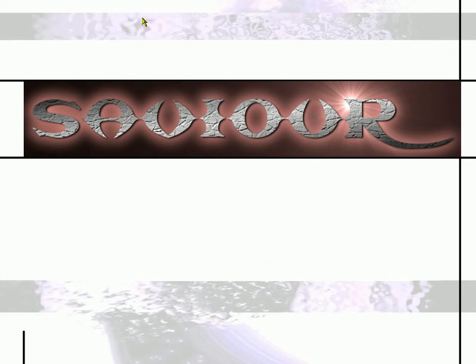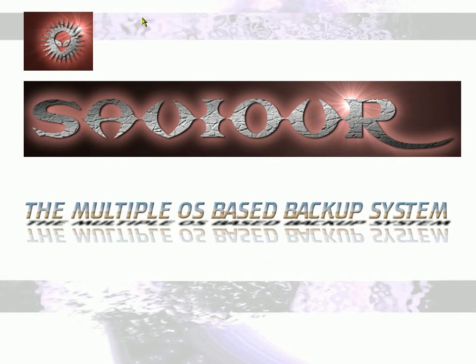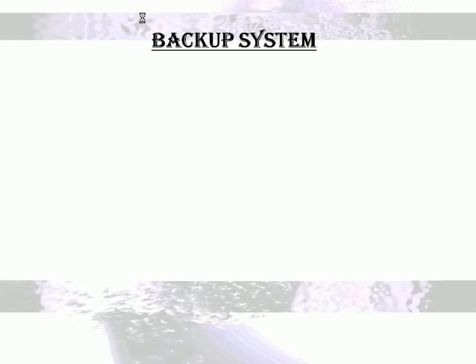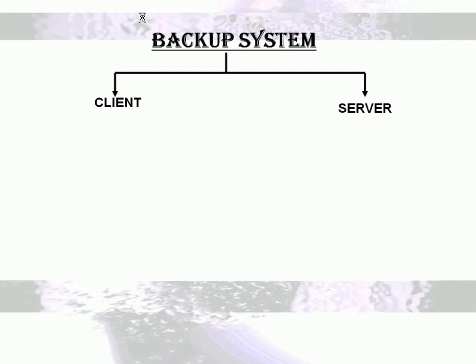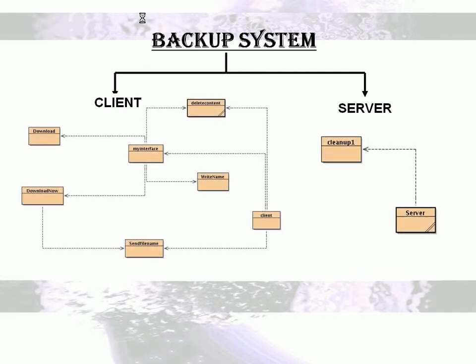SAVIOUR, the multiple OS-based backup system. The backup system can be broadly divided into two main parts: the client and the server, whose class structures are illustrated below.